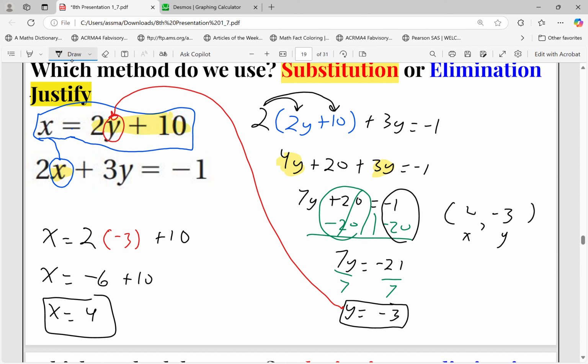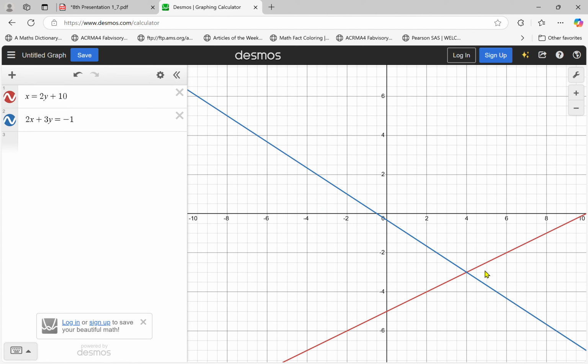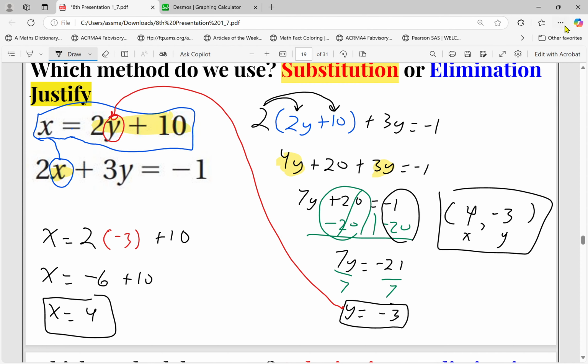So my ordered pair is 4 comma negative 3. This is my ordered pair. And then what you can do is use Desmos to verify your answer. Notice if I click here, I get 4 comma negative 3, just like I got here. And this means that I have one solution to this system of linear equations.